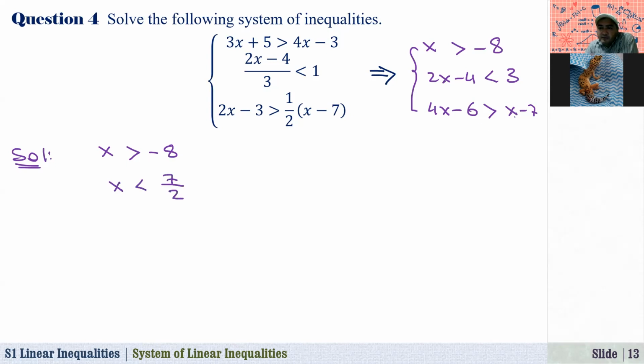And how about the third one? Take x to the left-hand side. It is 3x. Take 6 to the right-hand side. Greater than negative 7 plus 6. It is negative 1. So divide both sides by 3. So x will be greater than minus 1 over 3.